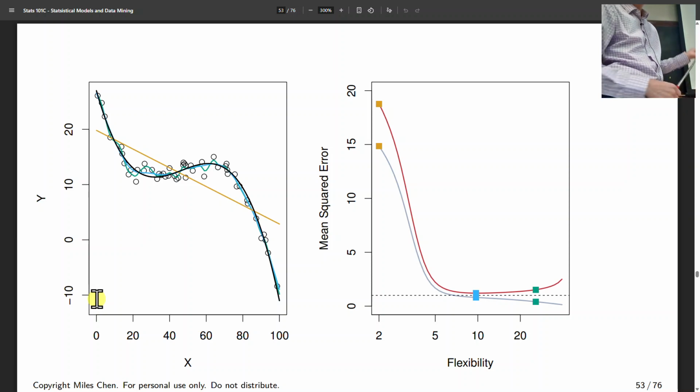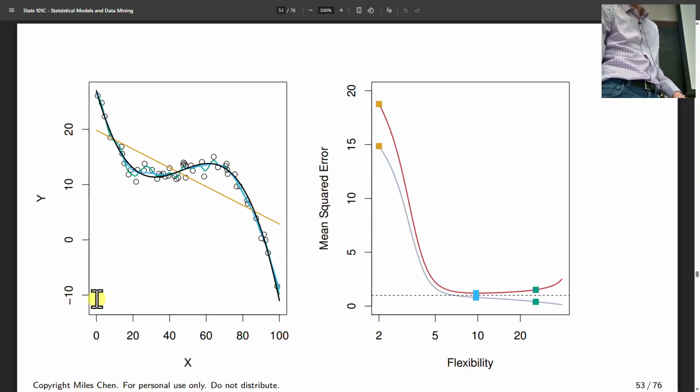Same kind of thing over here. The true relationship in black looks like this, and so the straight line does a terrible job. On the test data, it is even worse. Over here the difference between the flexible blue, the medium flexible blue, and the super flexible green isn't all that different. So on the training set, it goes down, and on the test set, it goes up, but only a little bit. So it's not so terrible.